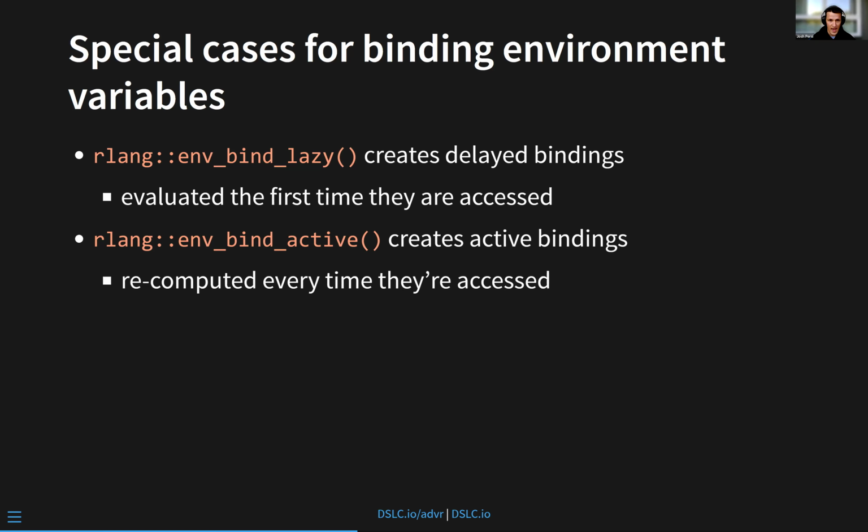The second one is the active binding, rlang and bind active, which means that the binding is recomputed every time it's accessed. So you get different values every time you access that object. It could be the time, the weather, anything else that changes, and would give you a different value.